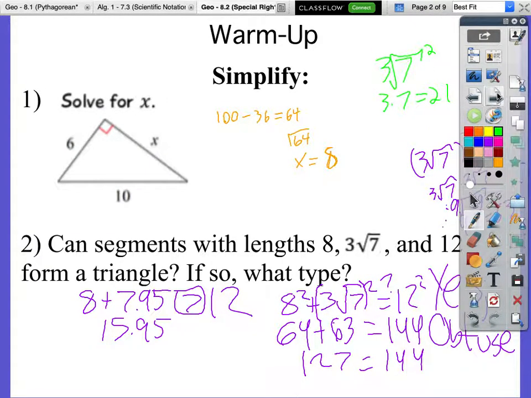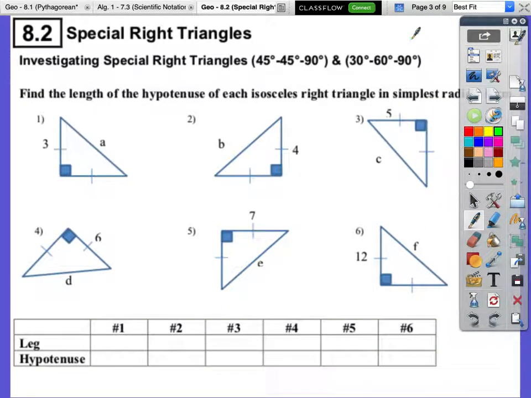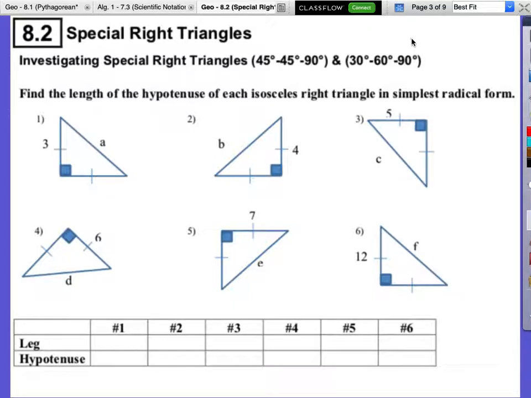Alright. So, we're going to do special right triangles. Yeah, they're right triangles that are special. That's pretty neat.